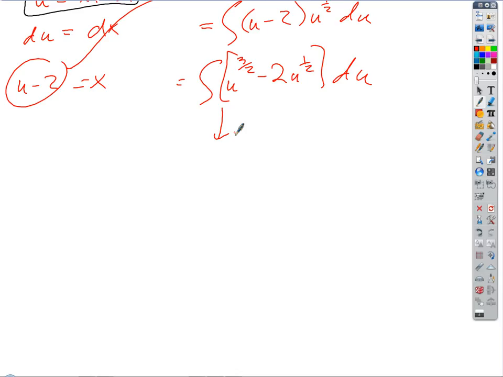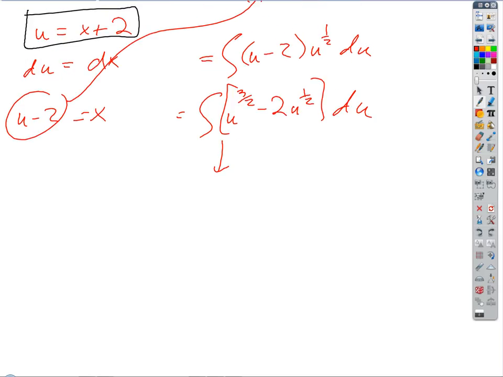Wait, how does that equal 3/2? Because it's u to the 1/2 times u to the 1, if I distribute, is all I'm doing. So it's 1 plus 1/2. Yep.